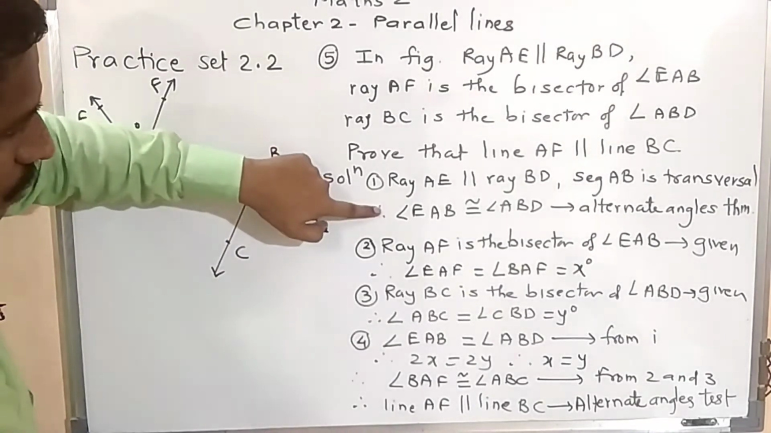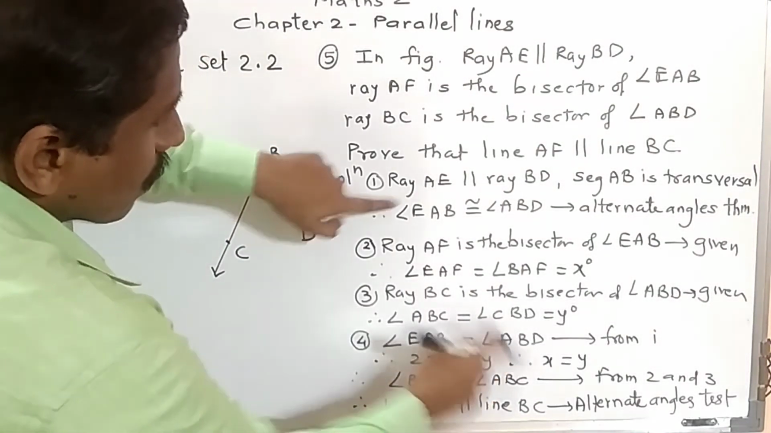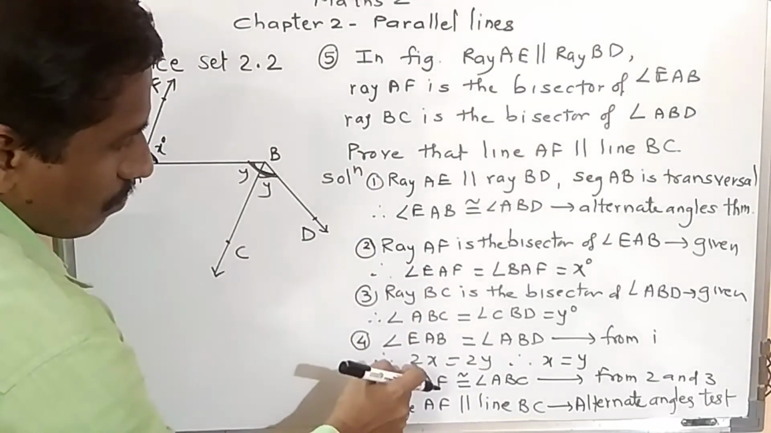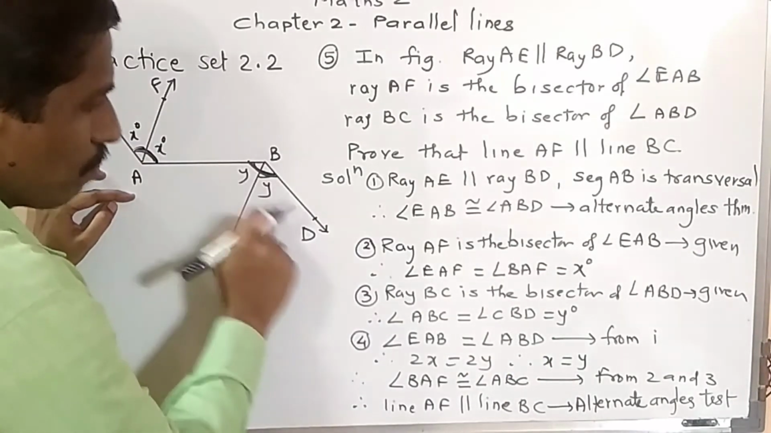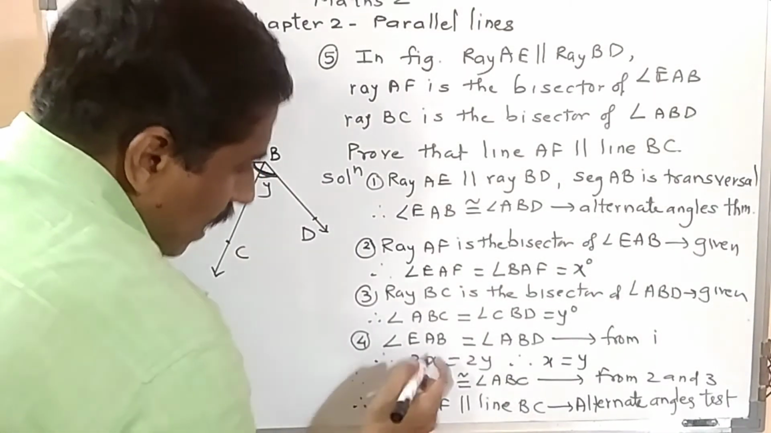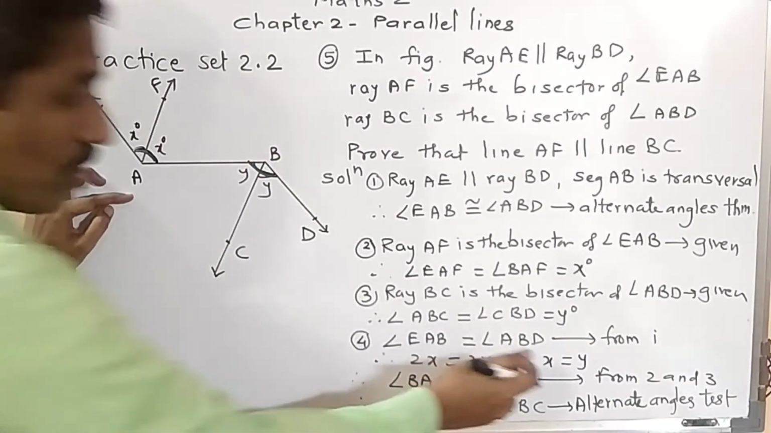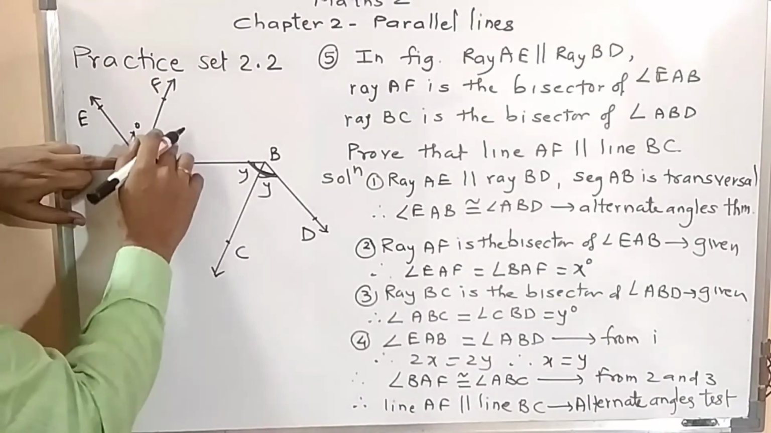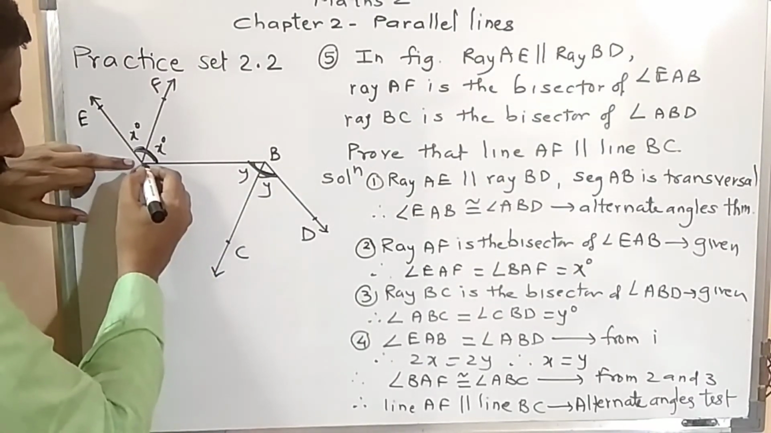From statement 1, what have we proved? Angle EAB is congruent to angle ABD. How much is angle EAB? It is x plus x, that is 2x, which is equal to angle ABD, y plus y, that is 2y. Cancelling the 2, what will I get? x is equal to y. But what is the value of x? x is the measure of angle FAB, and y is the measure of angle ABC.